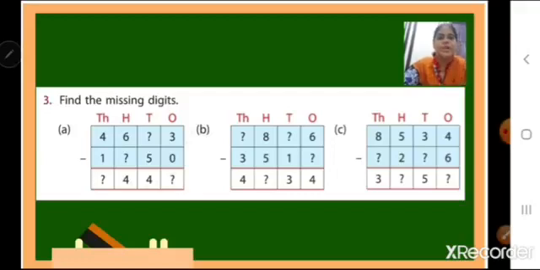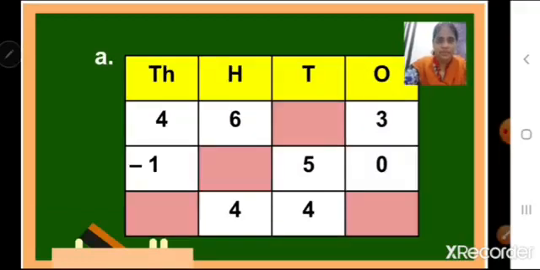Children, you can also use colorful sketch pens. Red, pink, any color sketch pen you can use to write down the answer. Okay, now the first one is A1. Like this, you have to draw the columns, children, and you will leave the boxes which we have to find out. Okay, now we will start from ones place.